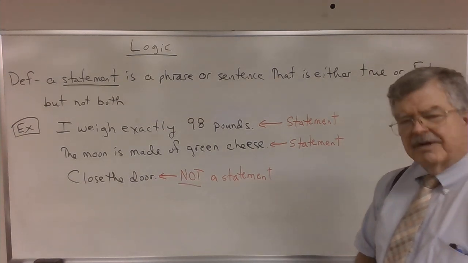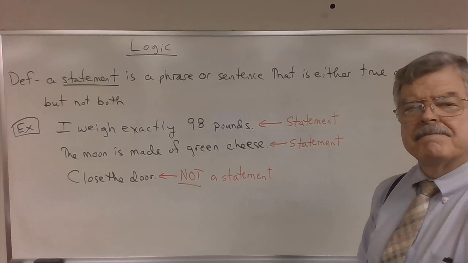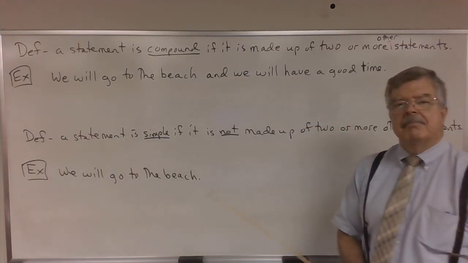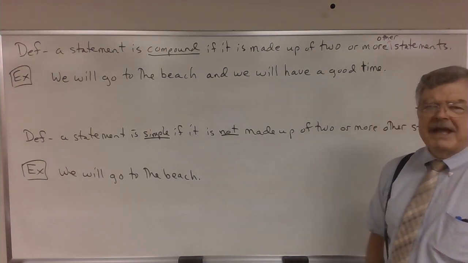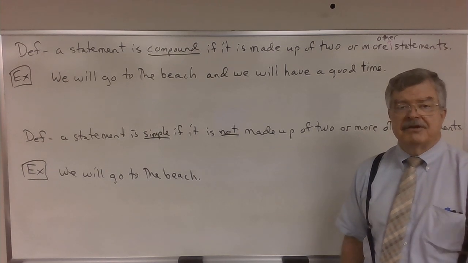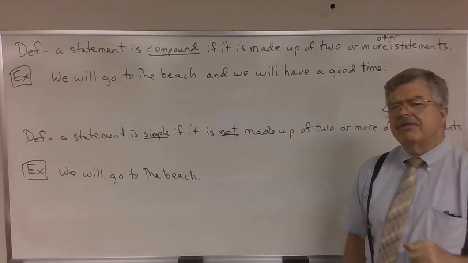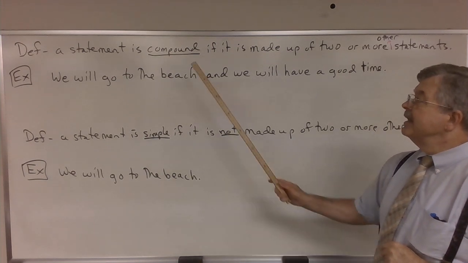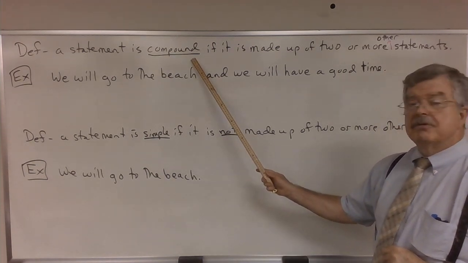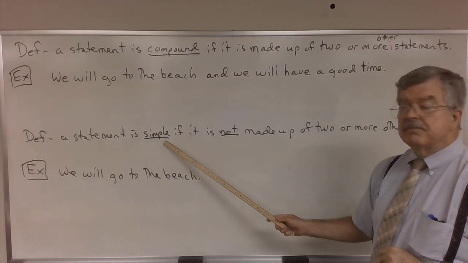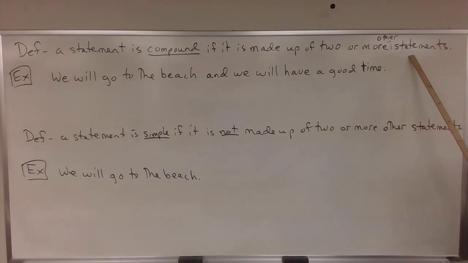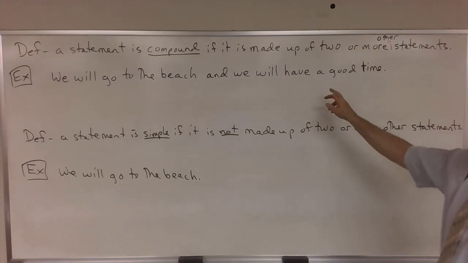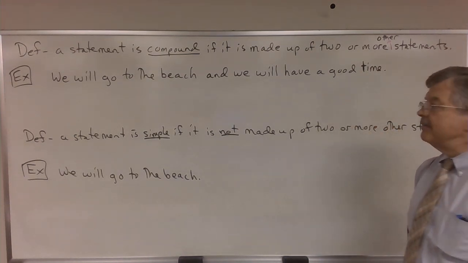Just a little bit more on statements in a second. Back with some more examples. Statements can be categorized in different ways. One way that we can categorize a statement is to say that it is compound or that it is simple. A statement is compound if it is made up of two or more other statements. And here we have an example of a compound statement.